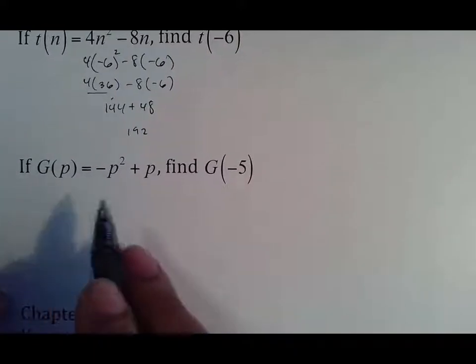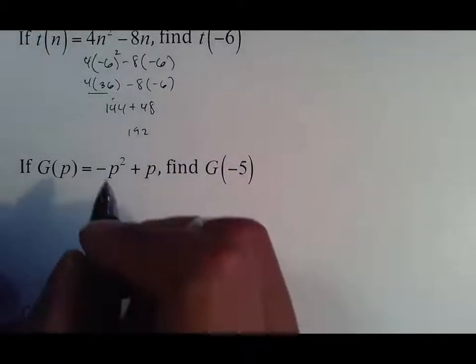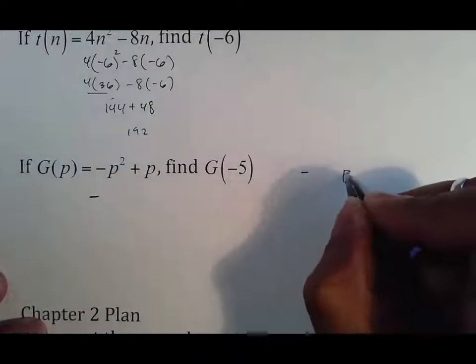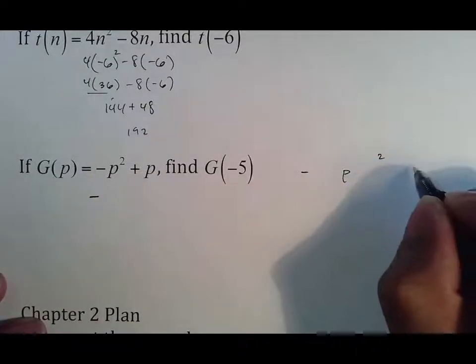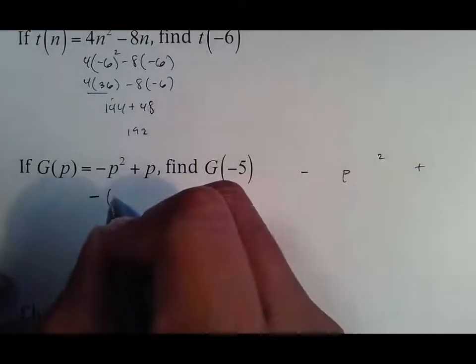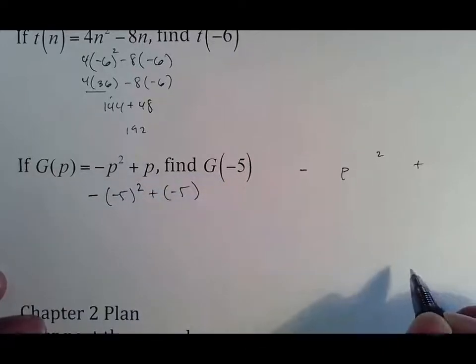This is the one that people didn't like because they like to put this negative as the -5. But remember, that negative is not part of that p. It is negative and then p and then squared and then plus and all that. Those things are all separate. So the negative is separate, parentheses -5 squared plus parentheses -5.